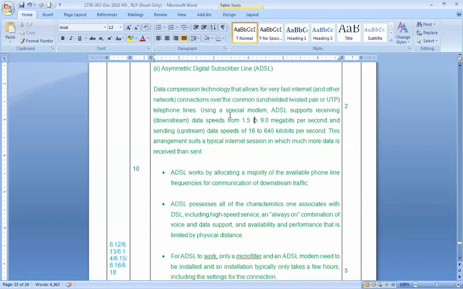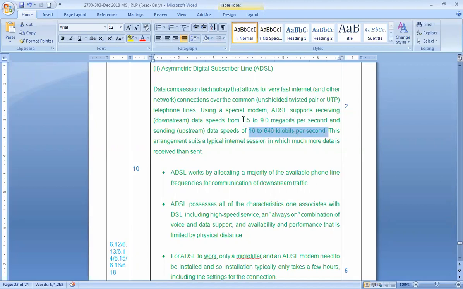And using a special modem, the ADSL supports receiving download streams from 1.5 to 9 Mbps. So this was huge speed, right? When we were in the era of kbps, kilobits. But then this is going up to 9 Mbps, which is actually spectacular, right? And sending upstream data at speeds of 16 kbps to 640 kbps. So the download was given more importance here, right?